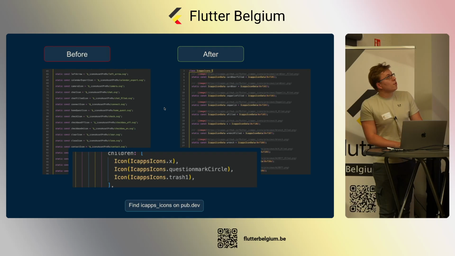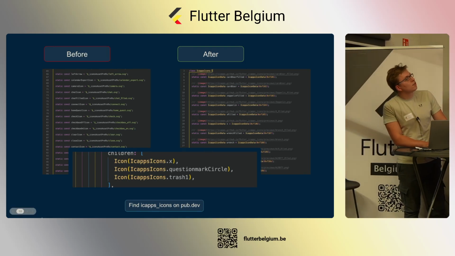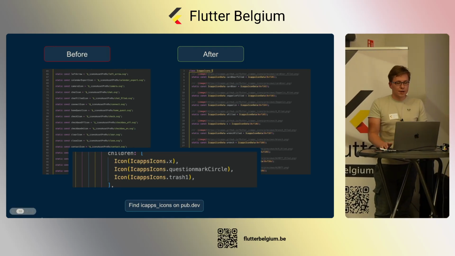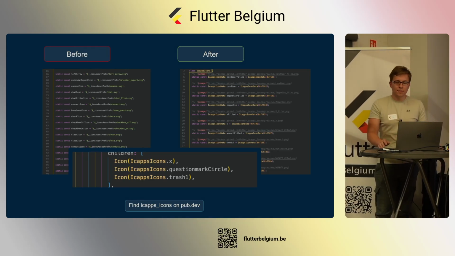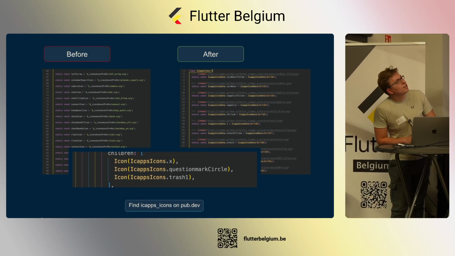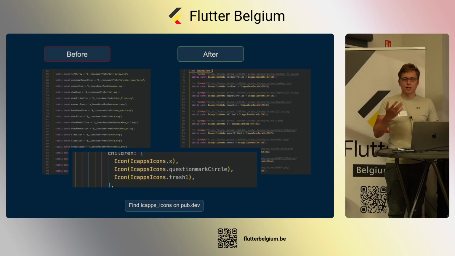So the before is this one. So first we had every icon as a separate path, and we just manually added it every time. After is how it's generated right now. It looks a little different because, again, it's now a font.